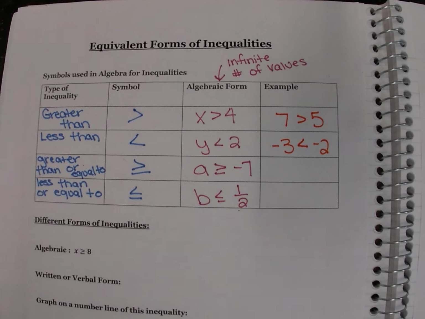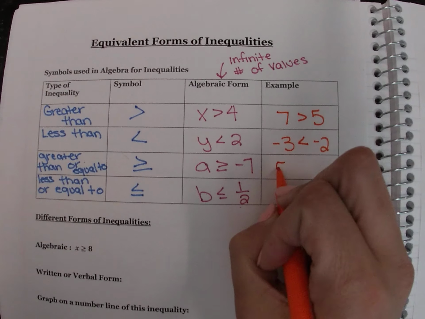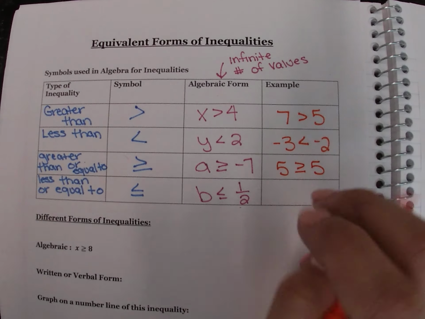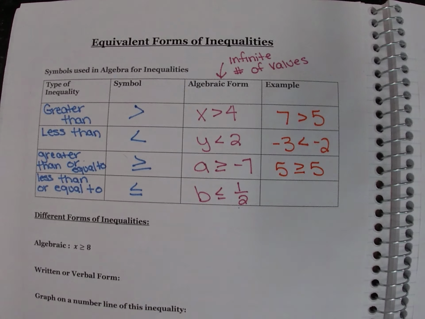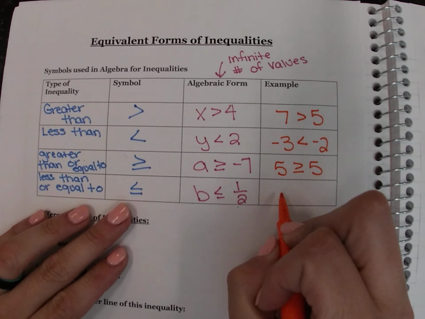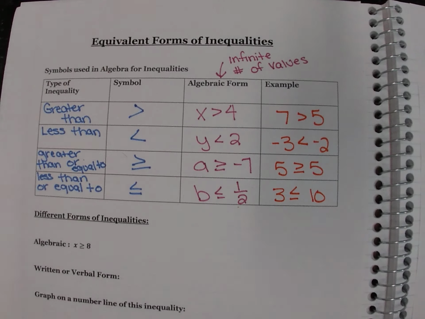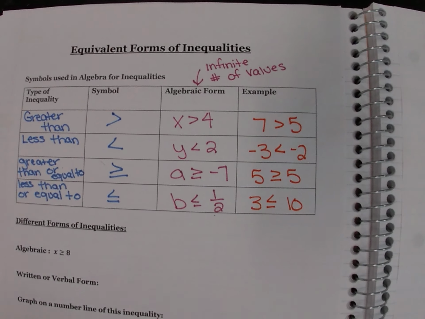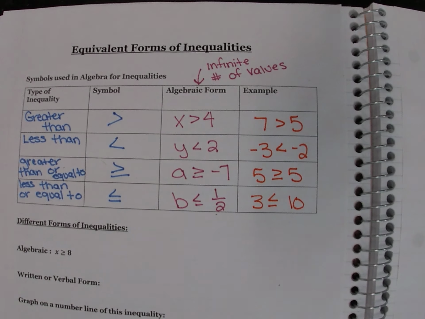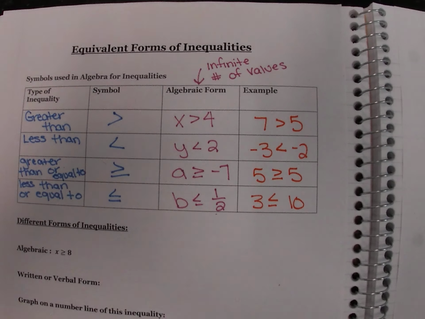Now, greater than or equal to, we could even use the same number, right? So we could say 5 is greater than or equal to 5 because it is also equal to. But it doesn't have to also be equal to. So by the same concept, right, I could say 3 is less than or equal to 10. Right? Really anything will work in there as long as you make sure it's a true statement with that inequality symbol.